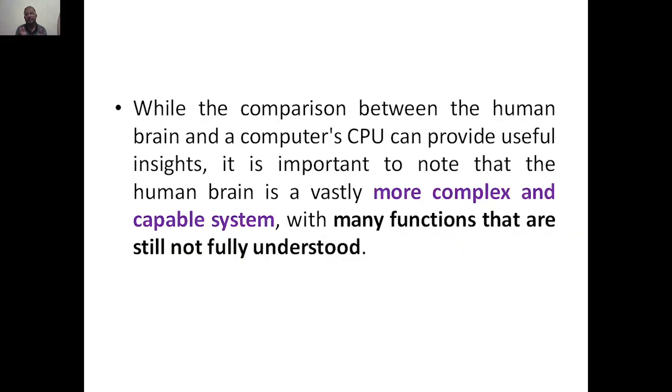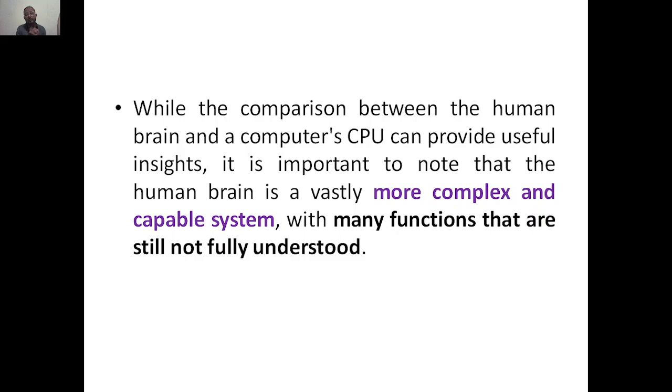Next, while the comparison between the human brain and the computer CPU can provide useful insights, it is important to note that the human brain is a vastly more complex and capable system with many functions that are still not fully understood. So here what they are explaining is our brain is a very complex system, and we cannot say that these are the only functions that these particular regions are doing, because there might be billions of functions also. So far, in whatever technology we have got, we cannot say that we have 100% understood our brain. No, it is not yet done, and it is very difficult to understand our brain, because it's very complex.